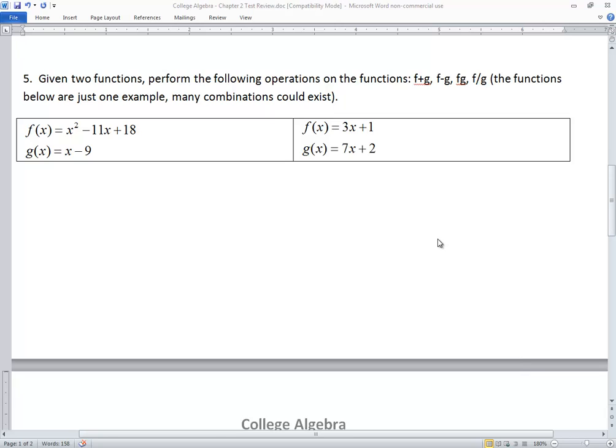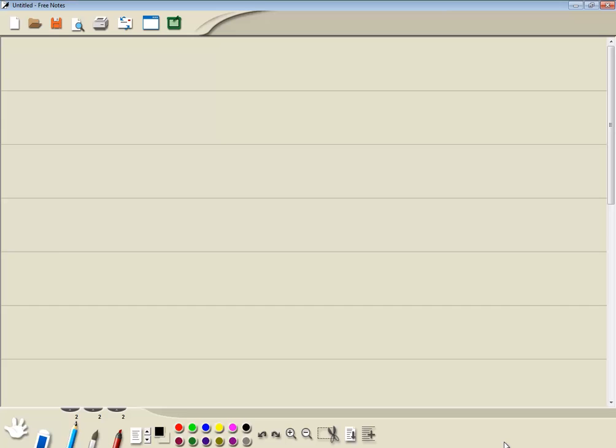Let's take a look at this problem, or these two problems. Given two functions, perform the following operations on the functions. We want to add them, subtract them, multiply them, divide them. And the functions below are just one example. Many combinations could exist on the actual test.